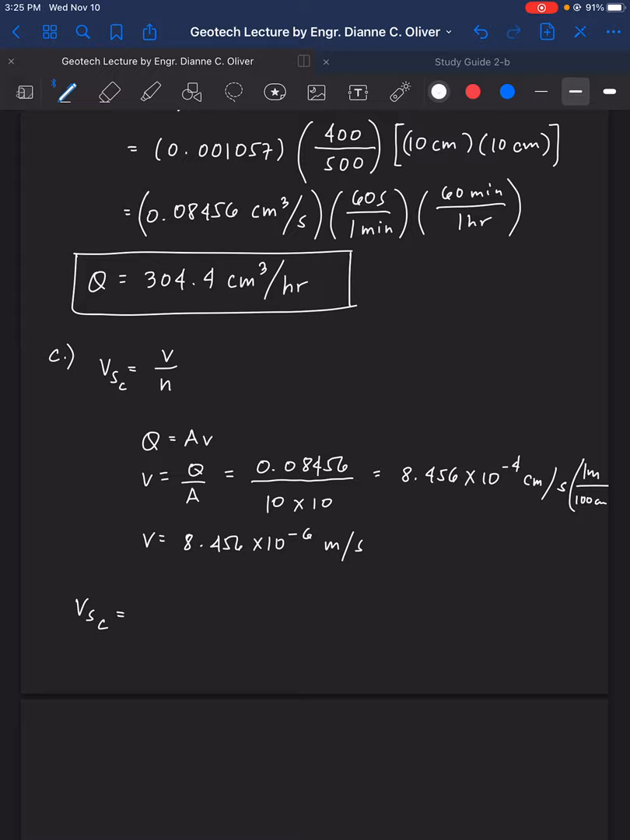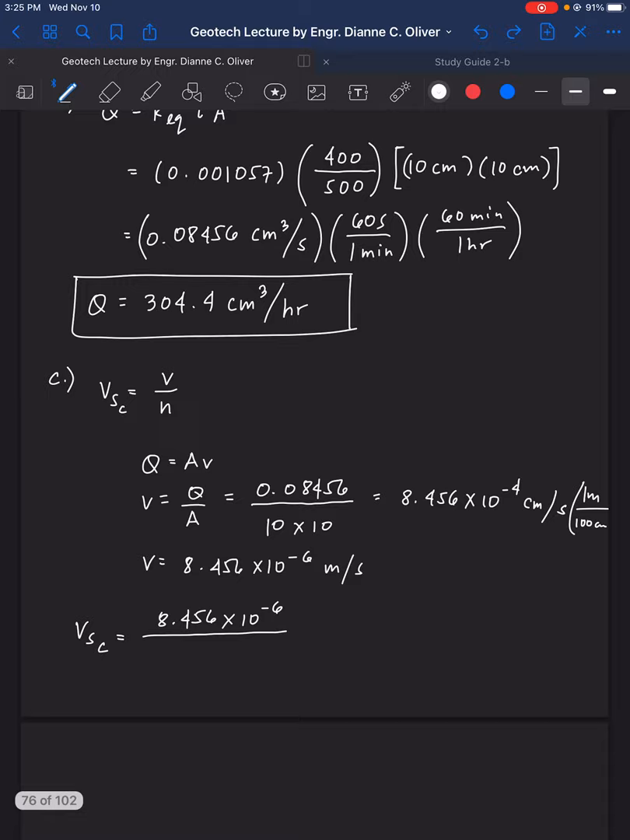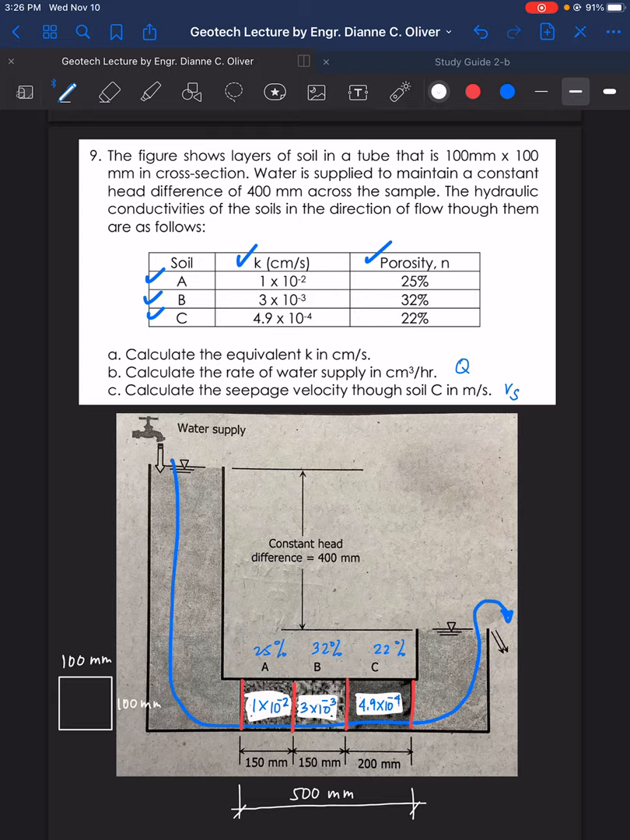Now V sub S sub C is equal to 8.456 times 10 raised to negative 6 divided by the porosity for soil C, which is 22%, so 0.22. So the seepage velocity through soil C is equal to 3.84 times 10 raised to negative 5 meter per second. Okay, so that's for number 9.